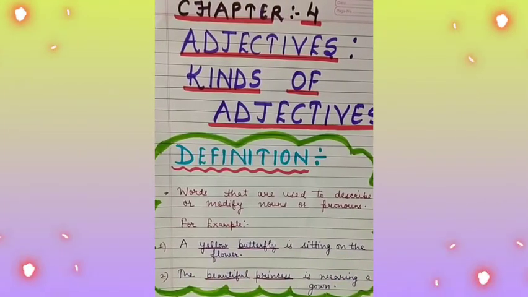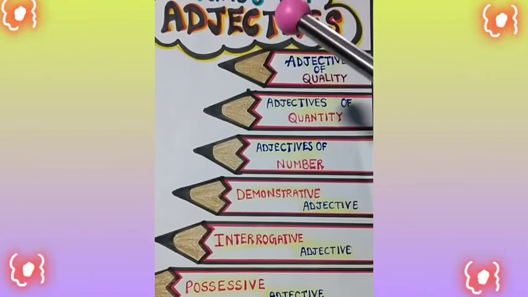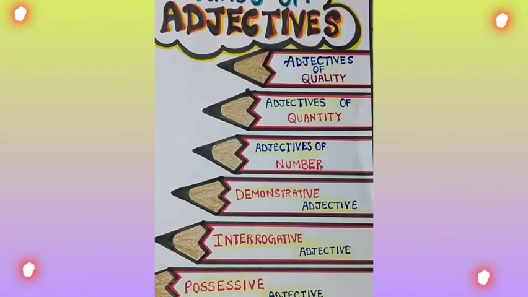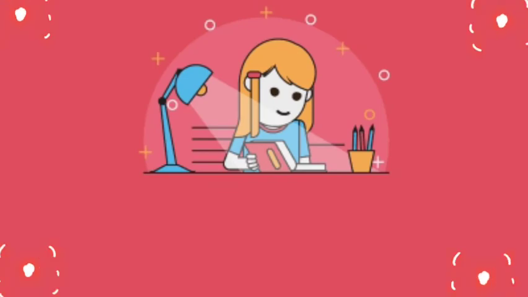So my dear children, today I've explained adjectives and kinds of adjectives, the adjective definition, and in detail I've explained the kinds of adjectives with examples. Hope my dear children, you all have understood the concept of adjectives and kinds of adjectives. In my Zoom class, I will take the same topic, adjectives and kinds of adjectives. I hope my dear students, today's topic is clear to you.